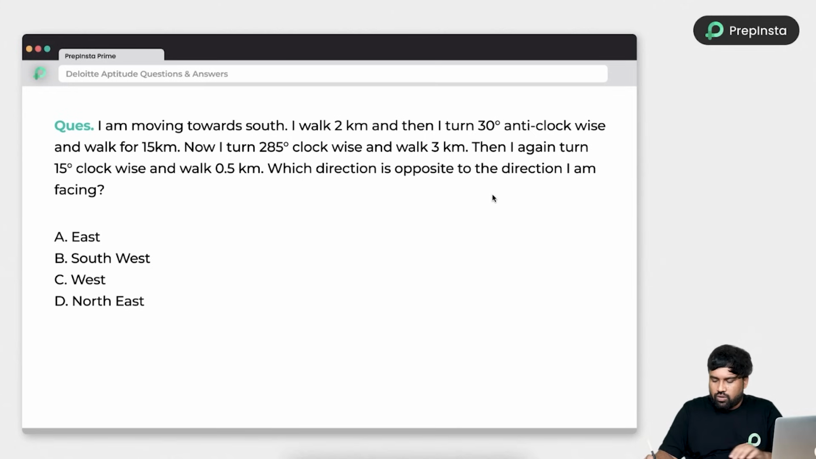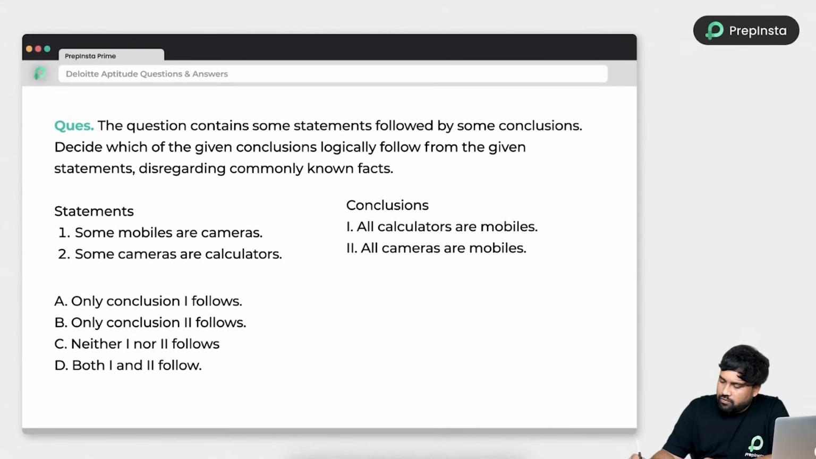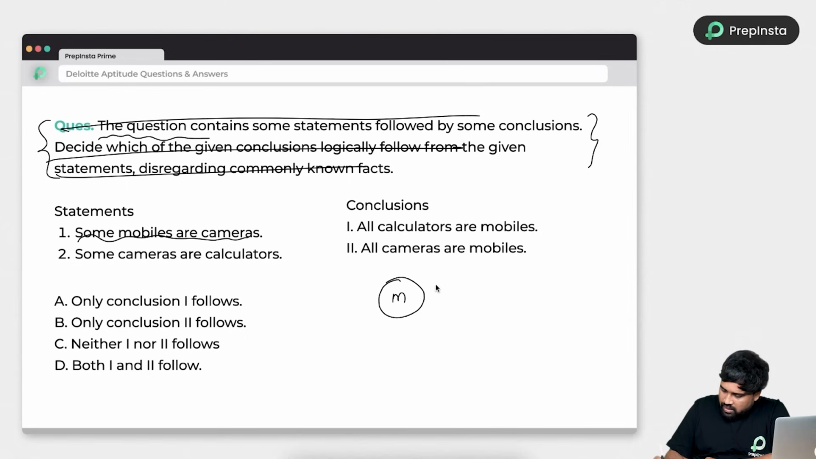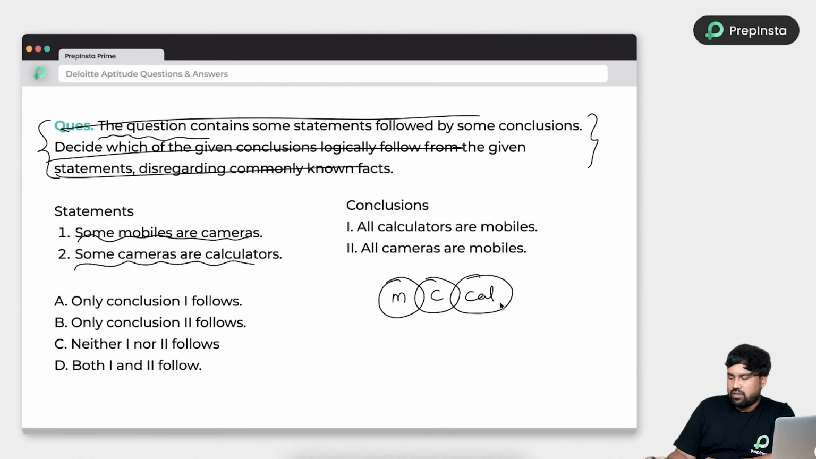Okay. Now look into the next problem, which is based on statement and conclusion. The question contains some statements. Whenever you have this type of statement and conclusion, don't look into the data, just directly go to the question and draw the logical Venn diagram. Statement: some mobiles are cameras, some cameras are calculators. So some common area is there, that's it.